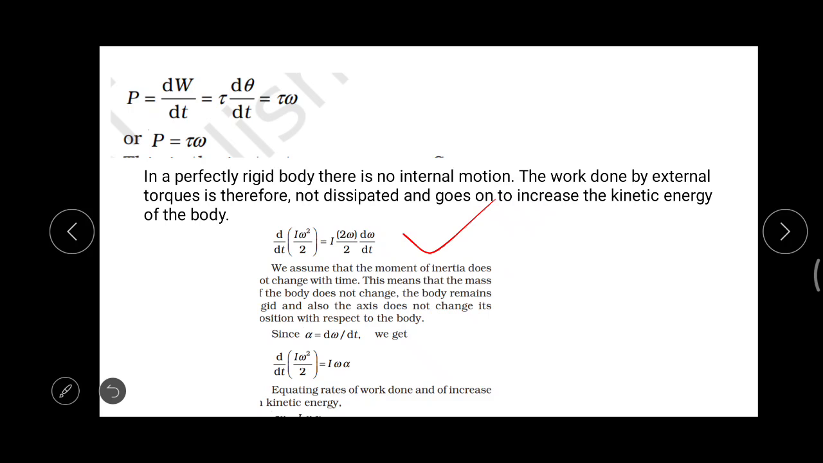Here this d omega by dt is actually our alpha. The rate of change of angular velocity is the angular acceleration, so alpha is equal to d omega by dt. So d by dt of I omega square by 2, the 2 will be cancelled. That is actually the rate of change of kinetic energy. The work done will be completely converted into the rate of change of kinetic energy, so the rate of change of kinetic energy is equal to the work done.